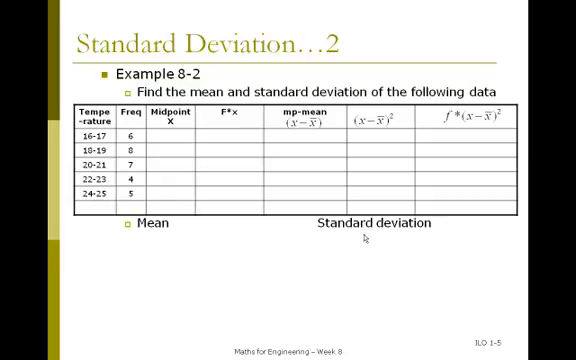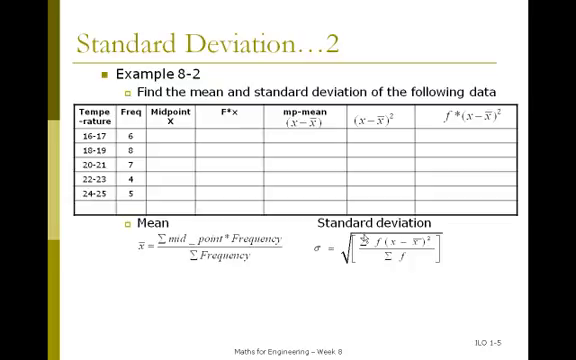So the formula for the mean, x bar, is equal to the sum of the midpoint times the frequency divided by the sum of the frequencies. And the standard deviation formula is equal to the square root of the sum of the frequency times the midpoint minus the mean squared, divided by the sum of the frequencies.